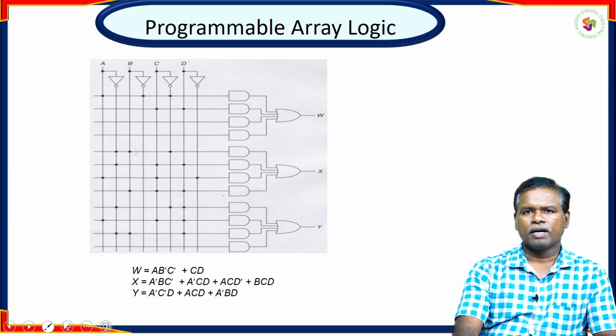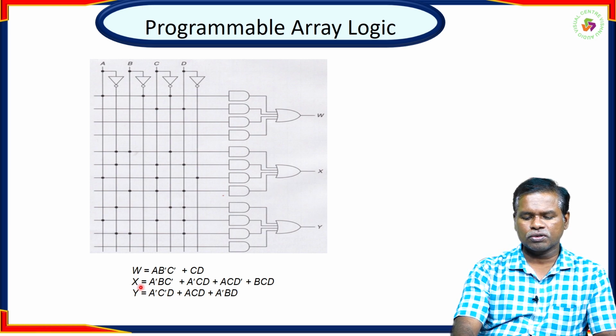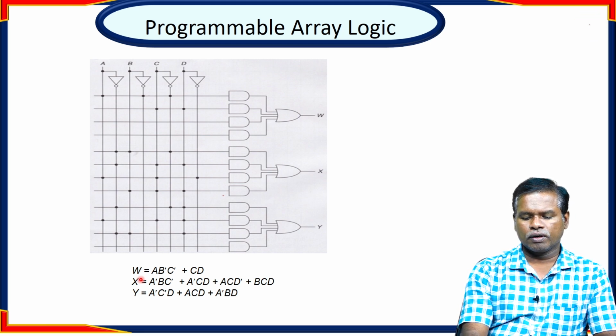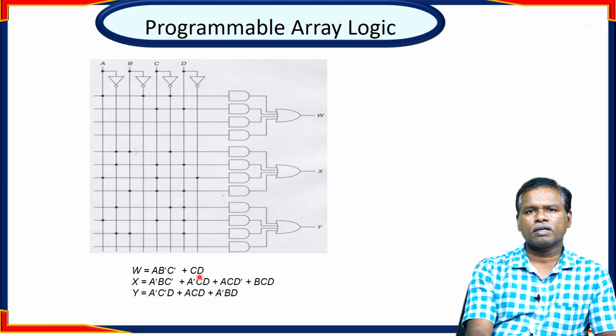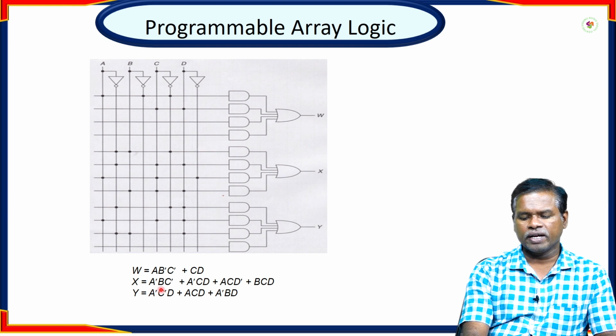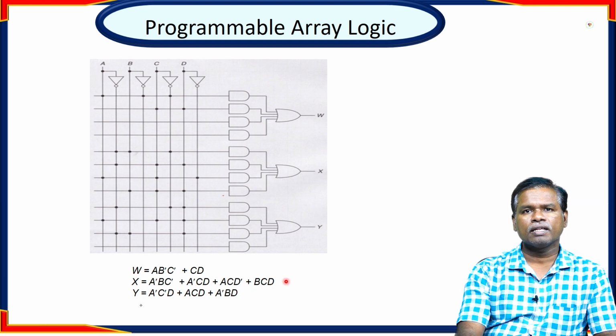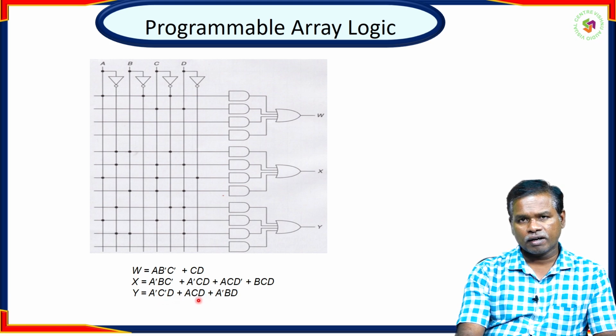So here we have three different outputs: W, X, Y, Z. W has A B' C', OR with CD, so two product terms. Whereas X has A' B C', A' CD, OR with A C D', OR with BCD, and the Boolean function Y has A' C' D, OR with ACD, OR with A' BD.